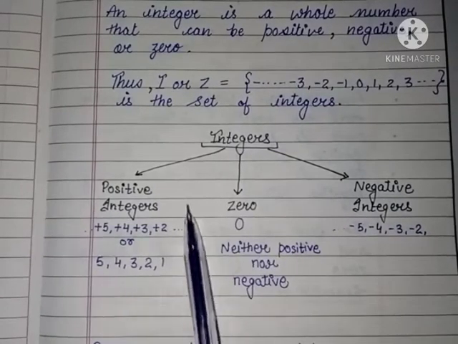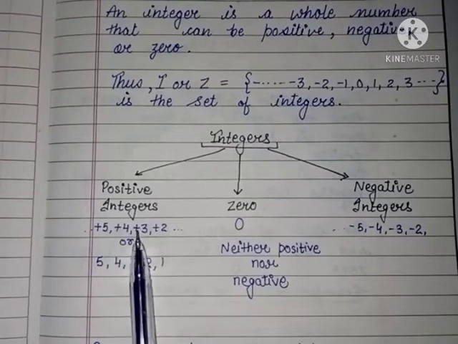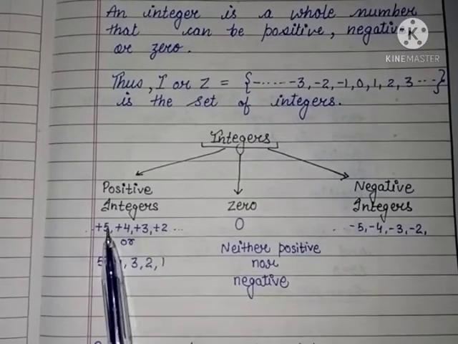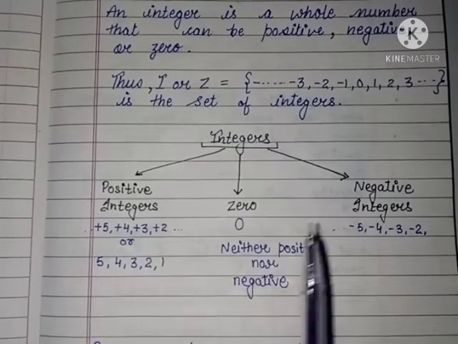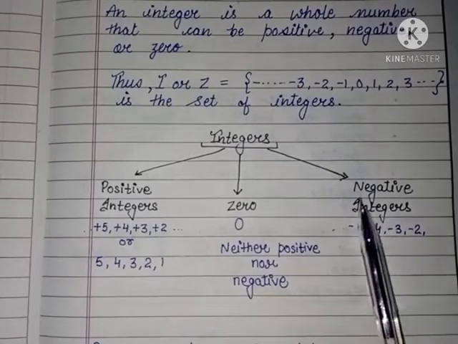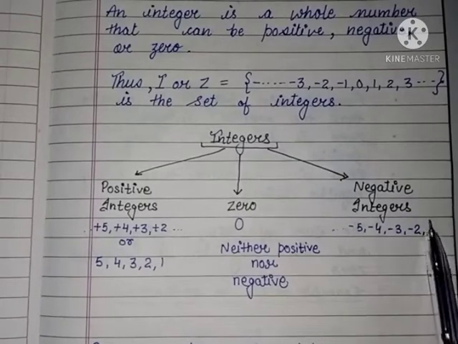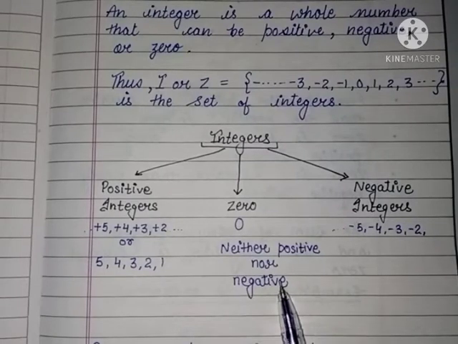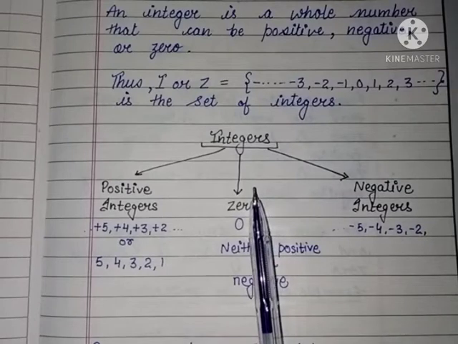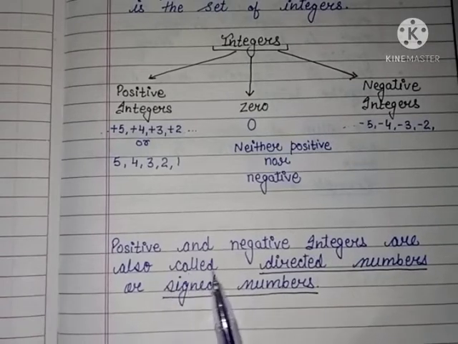Positive integers are those whole numbers which are positive, like plus 5, plus 4, plus 3, plus 2. We can also write plus 5 as 5, plus 4 as 4, plus 3 as 3, plus 2 as 2. Negative integers are those integers which have a negative sign. That means negative numbers are called negative integers. 0 is neither positive nor negative, but it is an integer. Positive and negative integers are also called directed numbers or signed numbers.